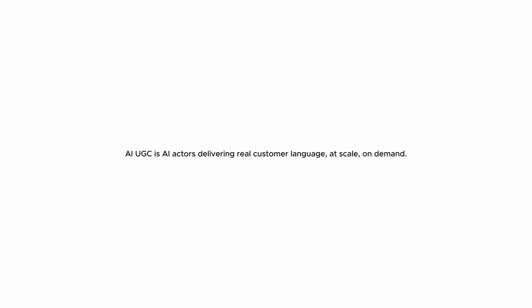Organic UGC is free. Real customers posting because they genuinely love the product. It's a gold standard, but it can't control the timing or the quality. Paid UGC is creators who specialize in making content that looks like a genuine customer experience. You brief them, you own the content. AI UGC is AI actors delivering real customer language at scale on demand. The brands winning in 2026 aren't picking one. They are blending all three.